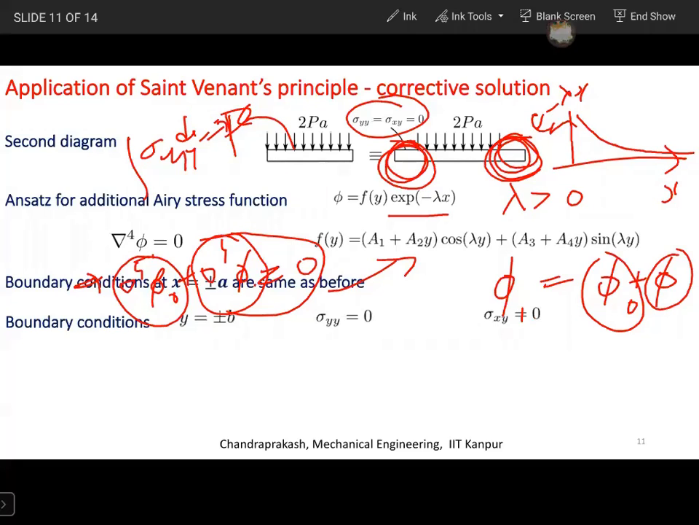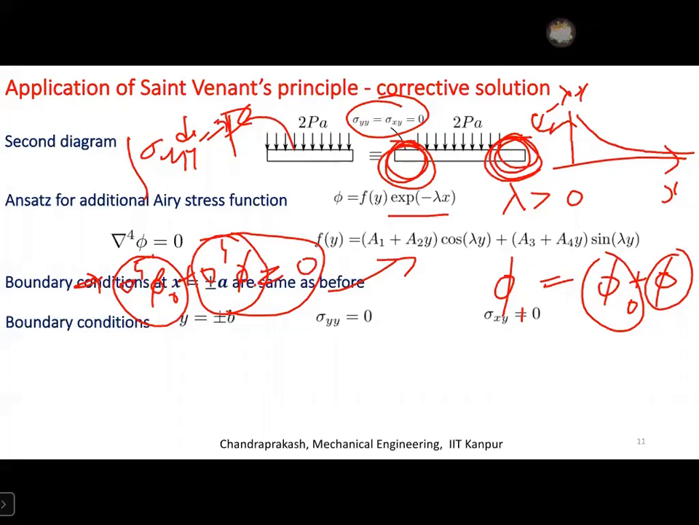Let me see if I can erase this ink. Looks like I can't. But yeah, the boundary conditions at y equals b have this slight correction, which is sigma yy should be 0 and sigma xy should be 0. And at y equals minus b, even in the previous case, we had sigma yy and sigma xy as 0.